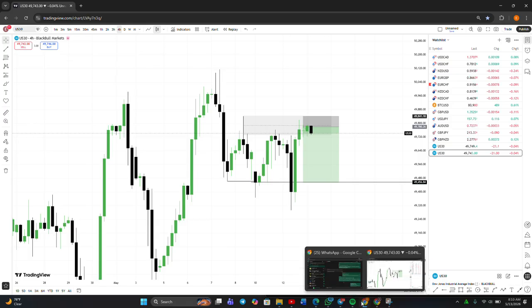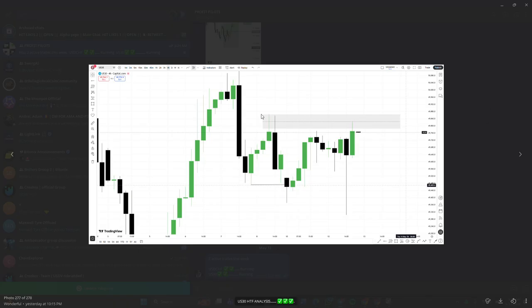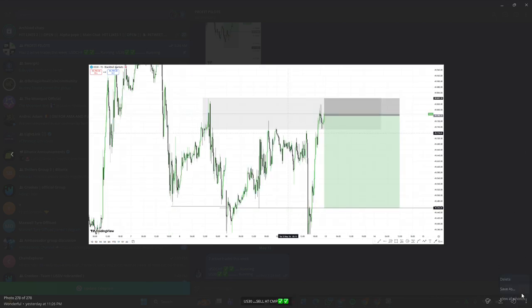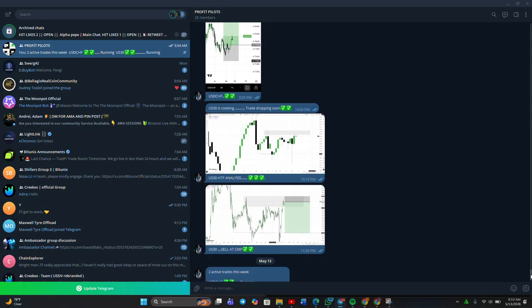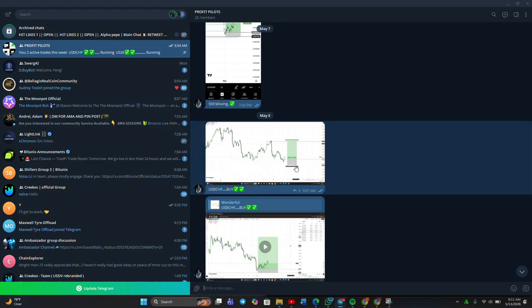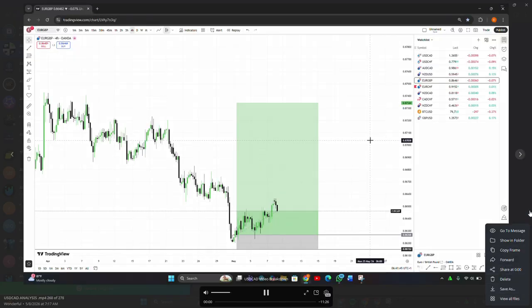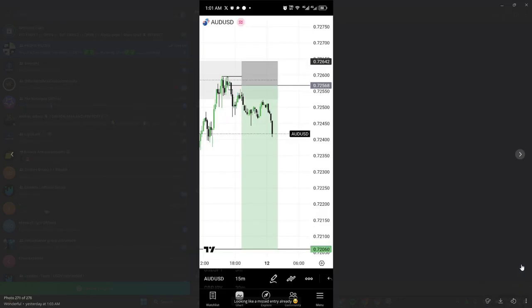This is the USD CHF running, and US30 running. This is the USD CHF entry setup I dropped on my channel, and this is the US30 entry setup I dropped on my channel. This is the 4 hour setup while I was still waiting for price to do what I wanted it to do. As for the USD CHF, the setup was last week Friday, and it's already playing out nicely.